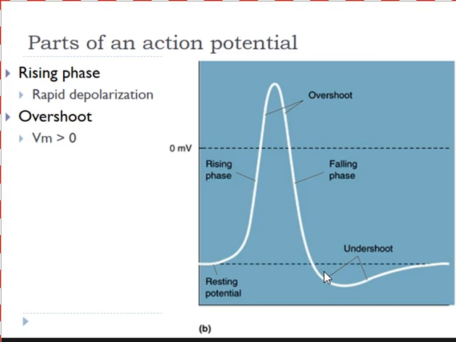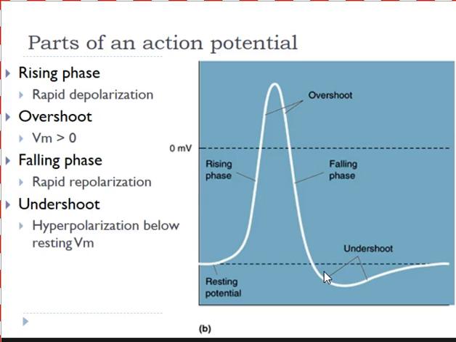We have a falling phase of an action potential that results in a rapid repolarization. So we start up here in the positives, we go past our 0 millivolts, and then we repolarize back down to this highly polarized negative value. And in fact, we actually undershoot. So we go past the resting membrane potential, which is shown by the dotted line here, into this hyperpolarized area. So it's extra polarized.